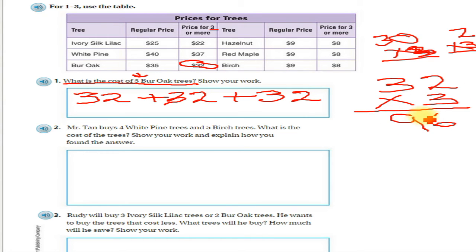What does that represent? 96 what? Well, let's go back to our question. What is the cost of 3 bur oak trees? So I'm looking for the cost, so this is $96. That's what unit we're using. Hopefully my handwriting will get better as we go. Okay, so this is going to be $96 for all 3 of those.